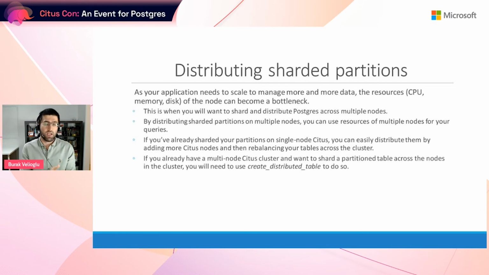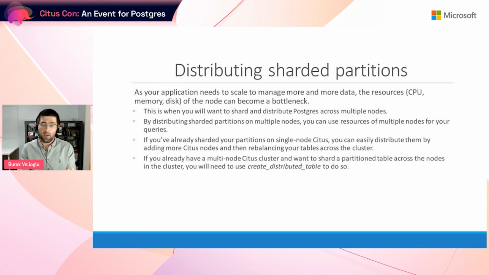If you want to distribute your sharded partitions, you can follow two different ways. You want to distribute your sharded partitions because, with time, the resources of your node can become a bottleneck, since, as I said, time series data accumulates very quickly. So if you want to scale out, you can do it with Citus as well, very easily.